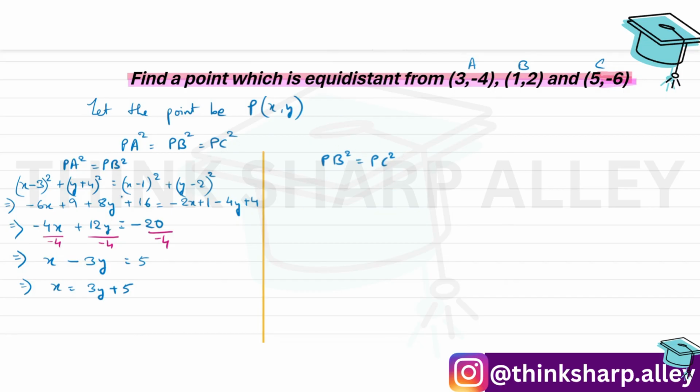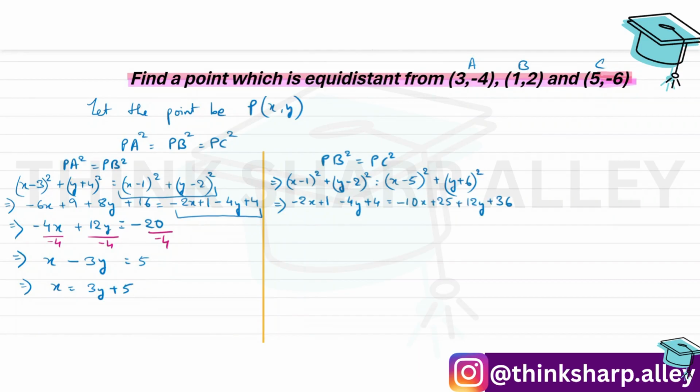So PB square, once again we'll use the same way of finding distance, but here I have already found out PB square. I'm just going to copy paste from here. So x minus 1 whole square plus y minus 2 whole square, while PC square, P and C is over here. So x minus 5 whole square plus y plus 6 whole square. We will expand using identity, and x square and y square terms will get cancelled from both sides. So we'll be left with this part, which is just copy and pasting of this.